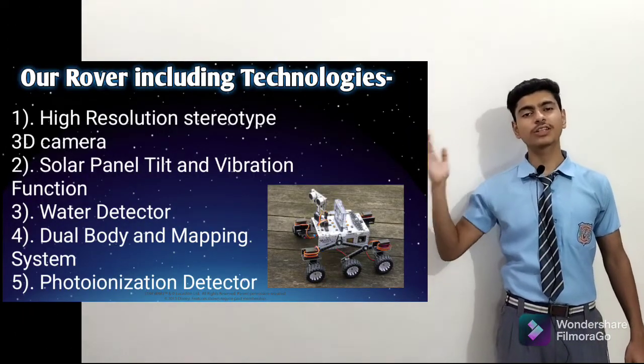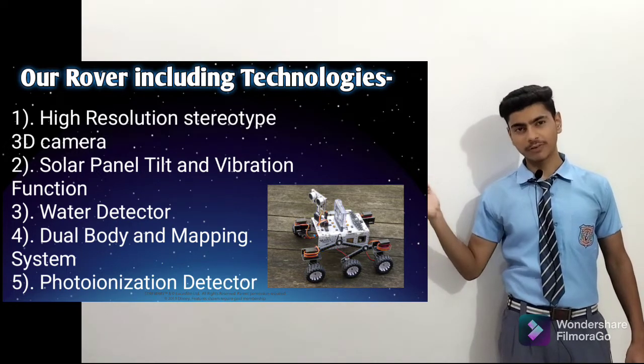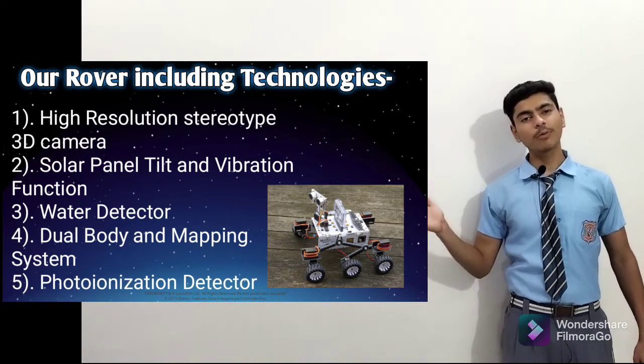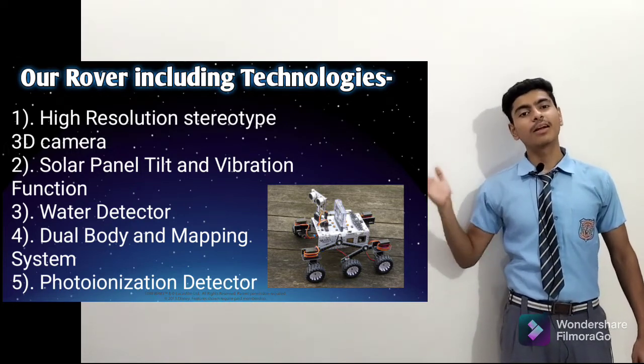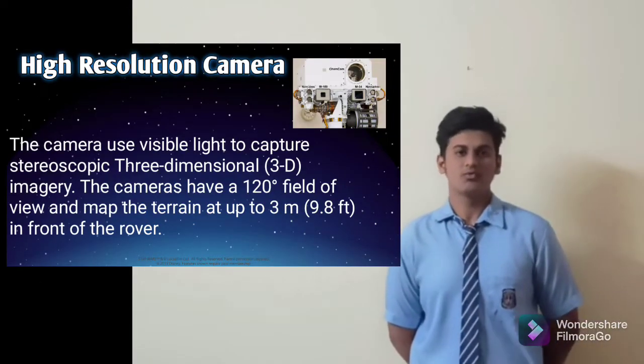Number 1, high resolution stereo 3D camera. Number 2, solar panel tilt and vibration function. Number 3, soil moisture detector. Number 4, dual body and mapping function. Number 5, photo ionization detector. Now let's move to the next slide.